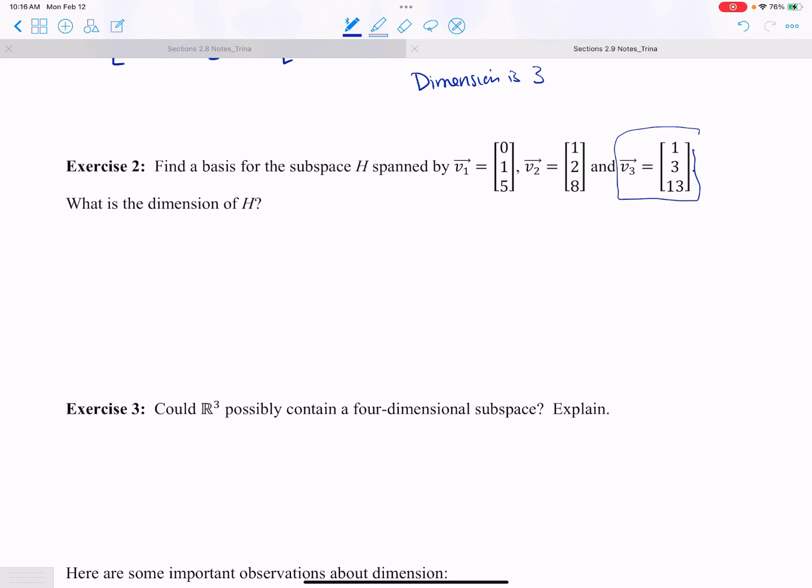So that tells me that if I want a basis for this subspace, I would just take the first 2 vectors because your basis has to be independent. So here my dimension is 2, because there's 2 vectors in my basis. Visually, this would be a plane in R3.